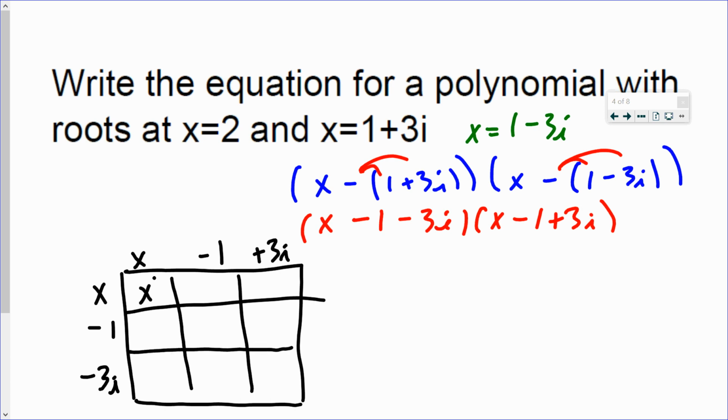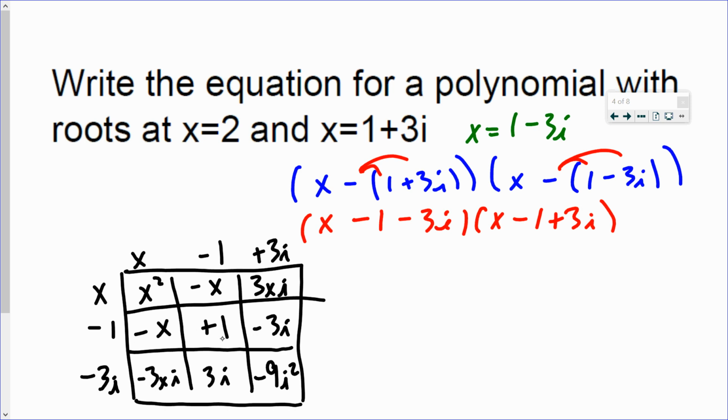So you get an x squared, you get a negative x, and you get a 3xi. Here I get a negative x, I get a positive 1, I get a negative 3i, get a negative 3xi, I get a 3i, and then I get a negative 9i squared. So that's kind of the nice or cool thing that happens.